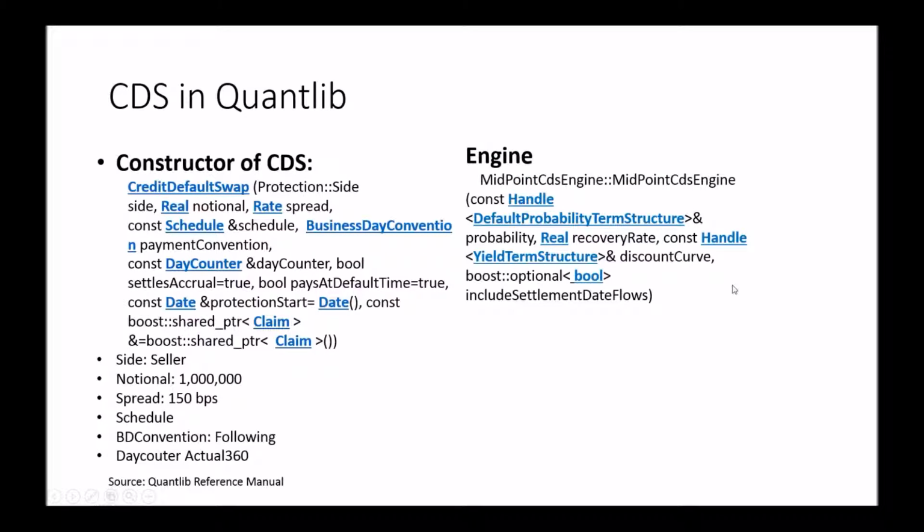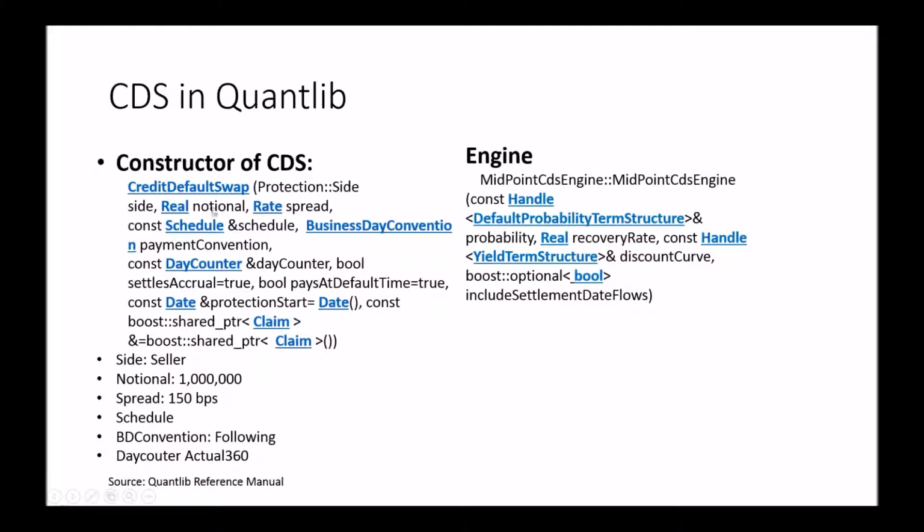Okay, now let's talk about CDS in Quantlib. We have a constructor of CDS that looks very complicated, but in fact very simple, much simpler than that of the option or the Black-Scholes Merton process. The first one is protection. Let's specify which side of the protection you are in. So whether you are the seller or you are the buyer, we will use seller here.